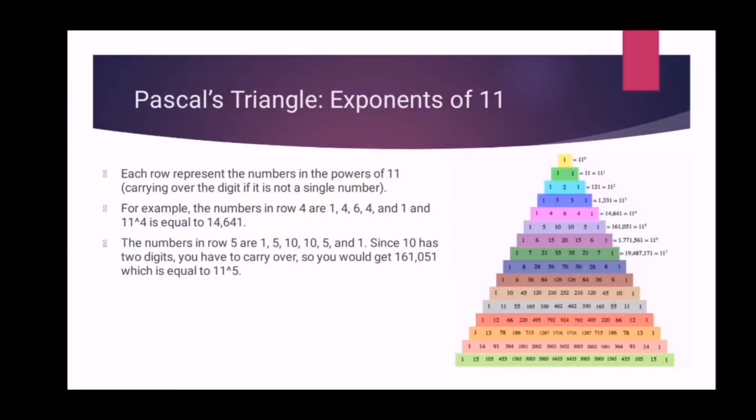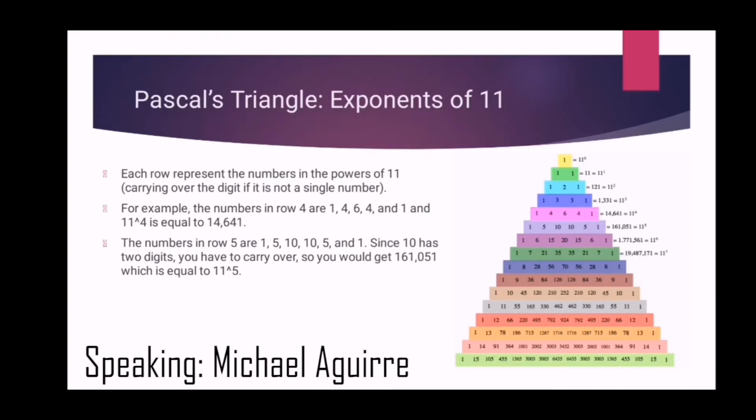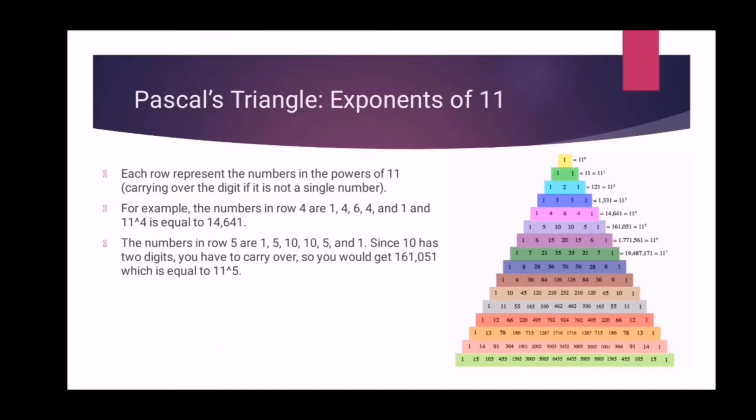The third example of Pascal's triangle patterns is exponents of 11. Each row represents the powers of 11, carrying over the digit if it is not a single number. For example, the numbers in row 4 are 1, 4, 6, 4, and 1, and 11 raised to 4 is equal to 14,641. The numbers in row 5 are 1, 5, 10, 10, 5, and 1. Since 10 has 2 digits, you have to carry over, so you would get 161,051, which is equal to 11 raised to 5.